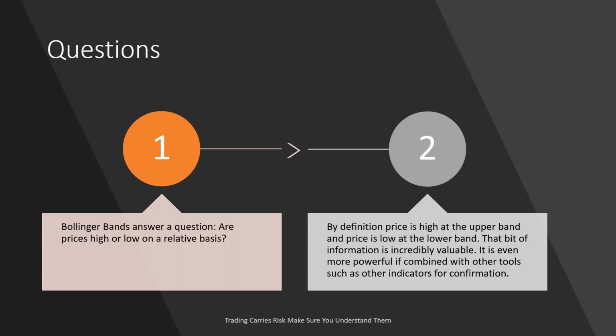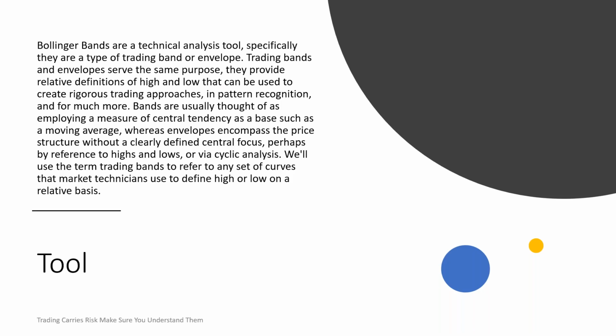Bollinger Bands answers one question, or two questions basically, the same. Are prices high or low on a relative basis? By definition, price is high when it hits the upper band of the Bollinger Bands, and price is low at the lower band. Now, that tiny bit of information is incredibly valuable. And it's even a more powerful tool when combined with other tools and indicators such as support and resistance, MACD, RSI, stochastics, or just simply support and resistance levels.